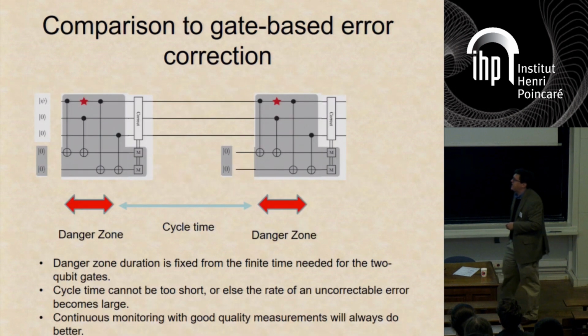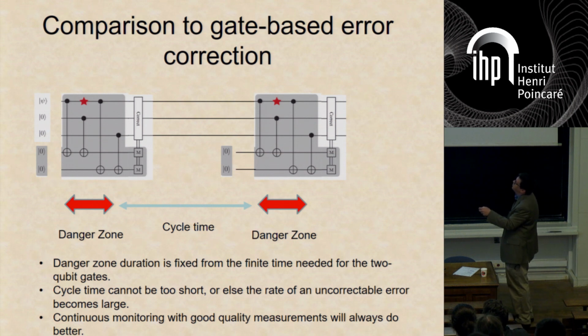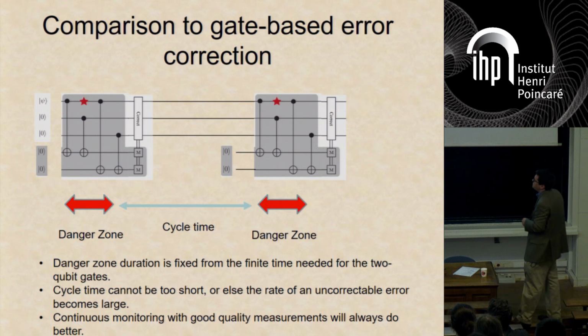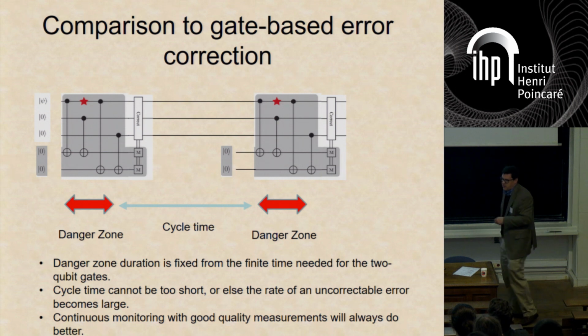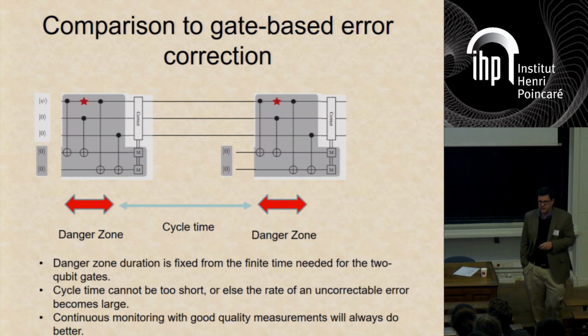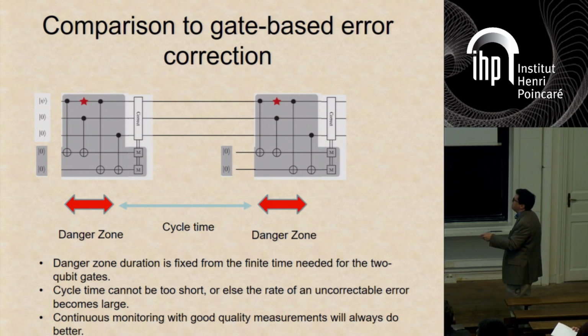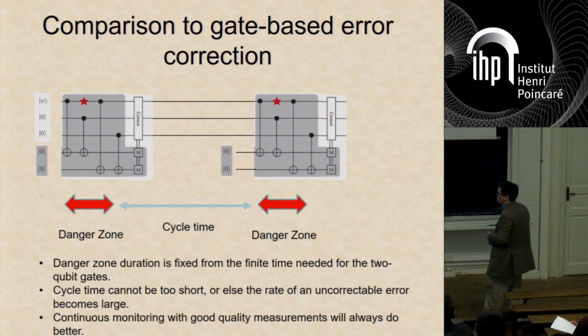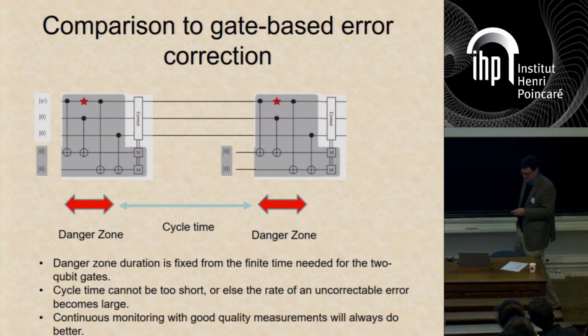And if I compare that to a gate-based scheme, the idea is that the gate-based scheme has this danger zone where you don't want to have errors in the gate sequence, which are typically long. And so you want the cycle time to be relatively long so you don't have too many of these repetitions. Otherwise, the probability of getting this uncorrectable logical error gets big. And so what you can see from this is that the cycle time can't be too short. And so therefore, this continuous monitoring, if you can have good quality measurements and continuous monitoring, will always do better because there's none of this danger zone region that happens.